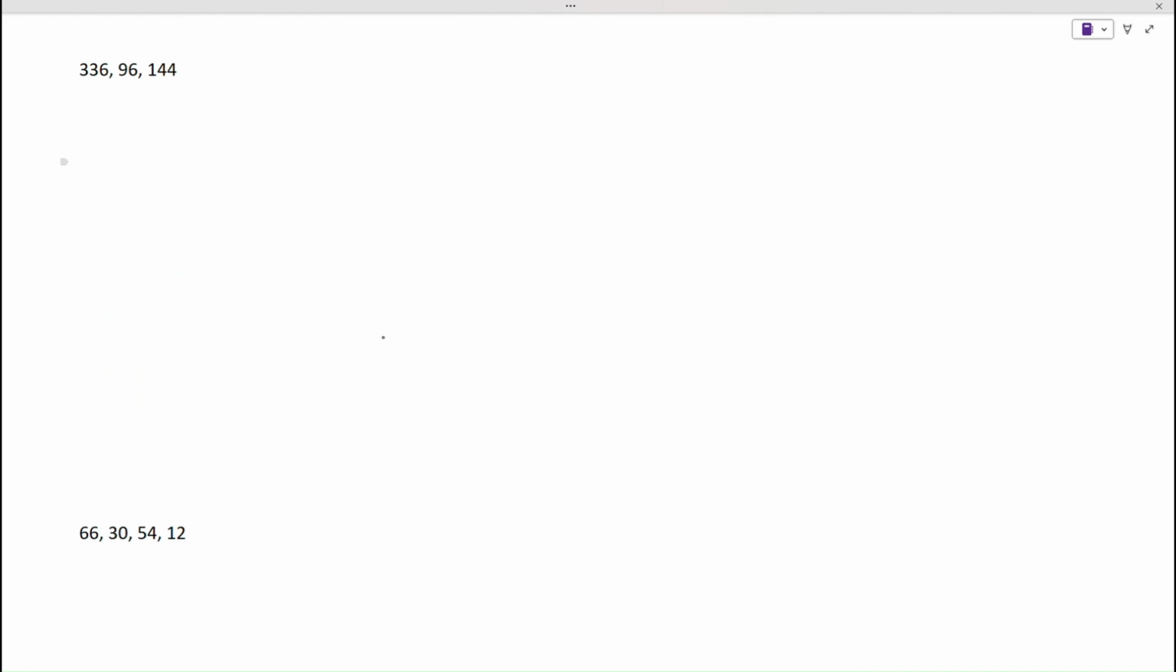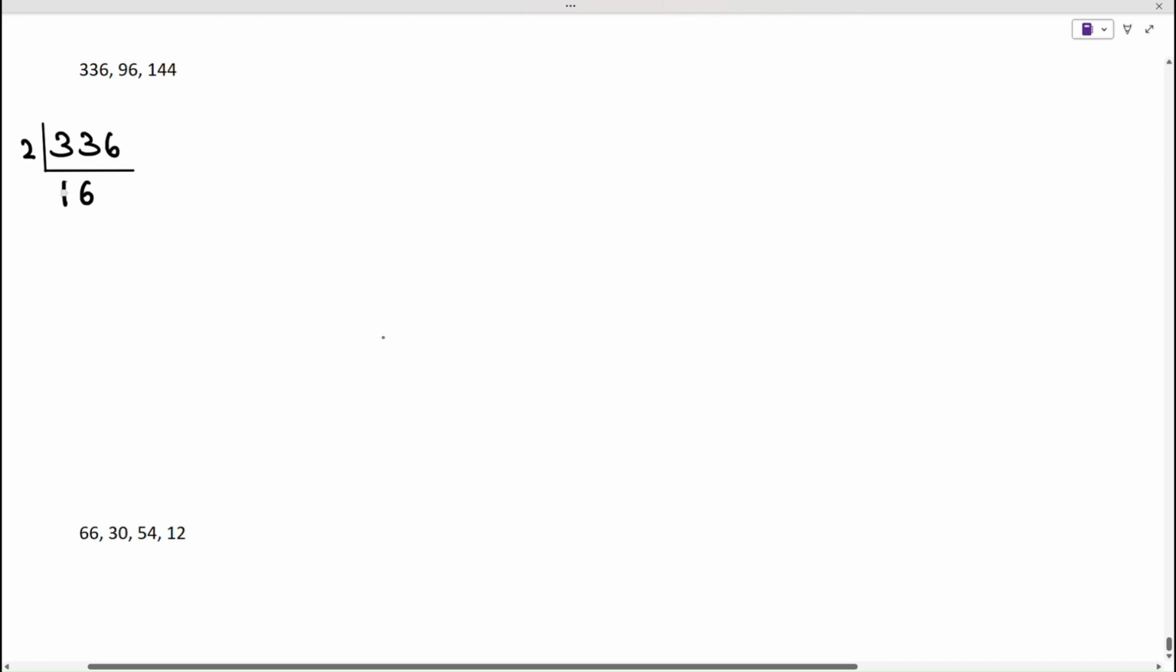We now have 3 numbers: 336, 96, and 144. First off, we're going to divide 336 into its prime factors. We can see that 336 is an even number, so it's a multiple of 2. We can divide it by 2 and we get 168 as our remaining number.